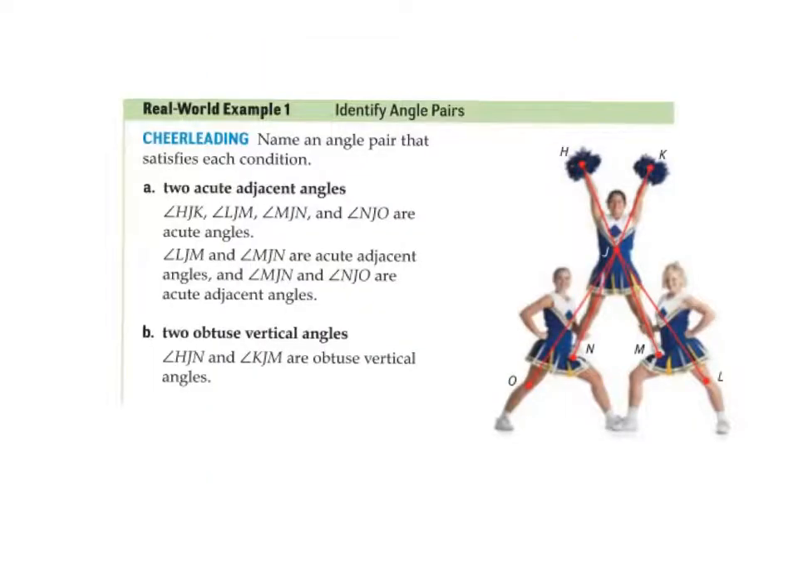Okay, so let's have a look at the real life. This is example 1. Here you've got 3 cheerleaders doing a formation, and what it's asking you for is 2 acute angles. And remember, from 1.4, acute means angles that are less than 90 degrees. Okay, so they've given you several definitions of what they are. And don't forget you can change the letters around, so if you want MJN you can also have NJM, but just one of them will do. Okay, and then two obtuse vertical angles. So you can see from the definition they've given them to you. Look at the diagram, see where they are.